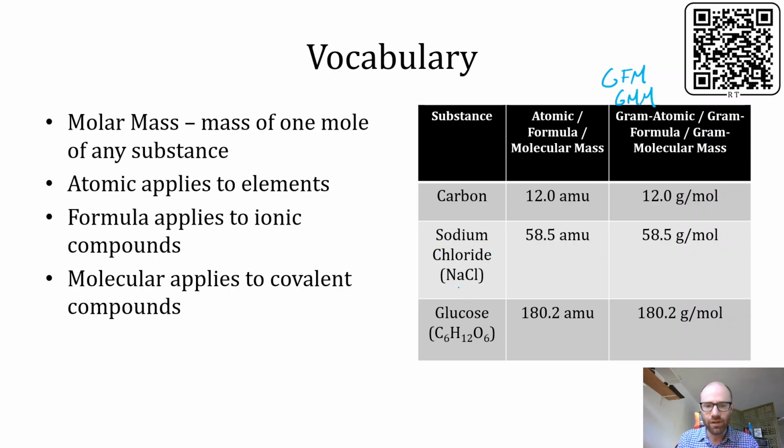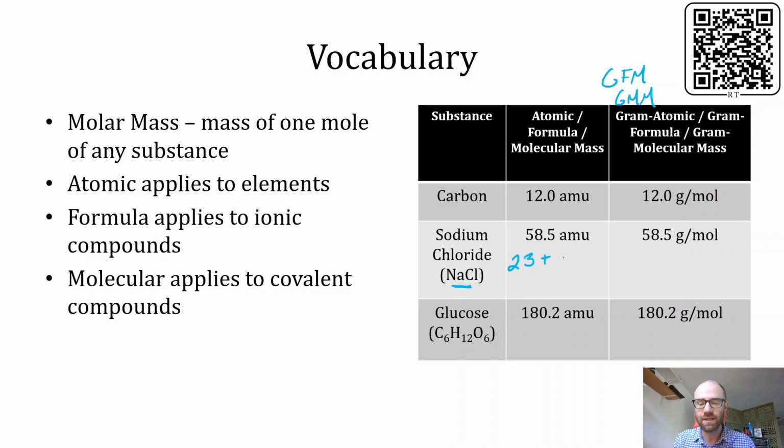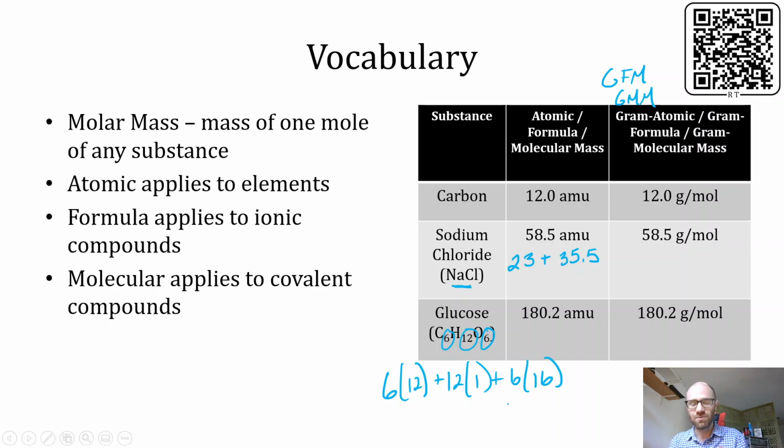I get this number here for sodium chloride by adding the masses of sodium and chlorine, right? Sodium is 22.999, so that rounds to 23. And then chlorine has the mass of 35.45, so it's like 35.5, and that's where you get your 58. For glucose, there are 6 carbons in every glucose molecule, 12 hydrogens, and 6 oxygens. So you take those masses and you multiply. It'd be 6 times 12 plus 12 times 1 plus 6 times 16, where in parentheses we're putting the mass of 1 atom. And that's how you get the 180.2. I'm, of course, rounding here, but put in that decimal, it gives you a more exact answer.